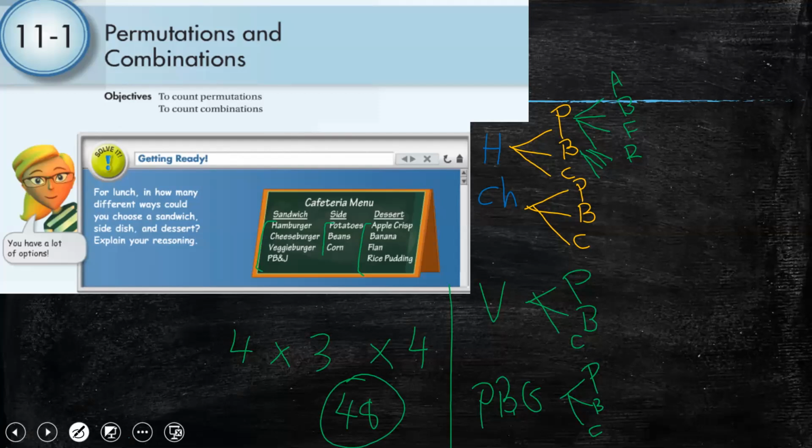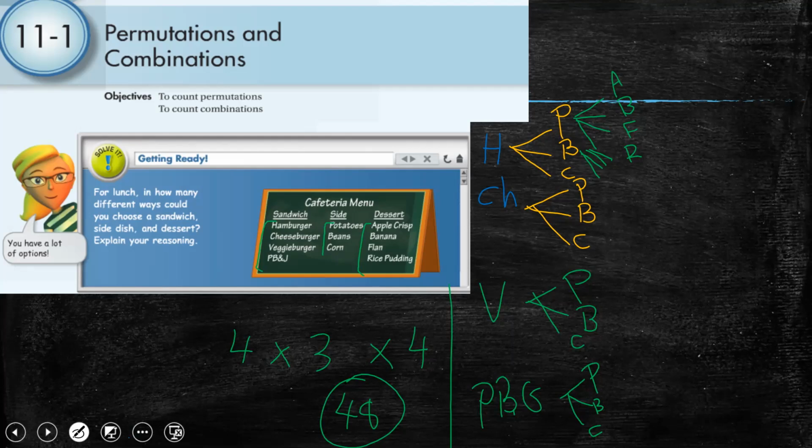What are these 48 ways? They are cheeseburger, beans, banana; cheeseburger, beans, flan; cheeseburger, beans, rice; cheeseburger, corn, rice; cheeseburger, corn, banana. If you write all of them and count them, you will find they are 48.